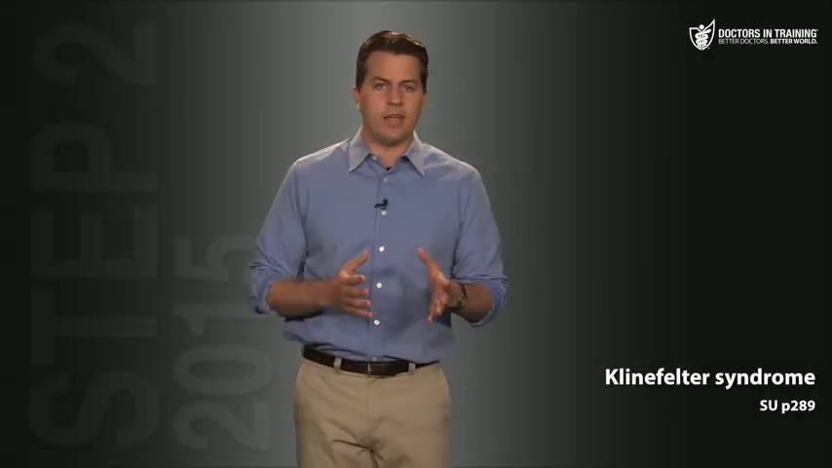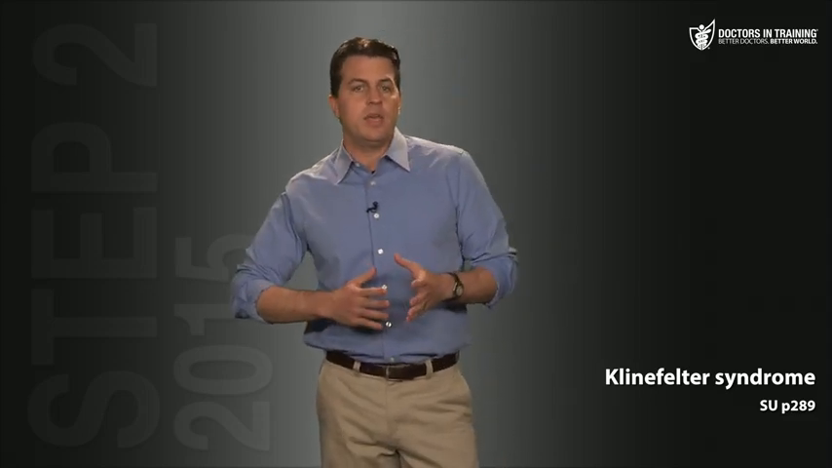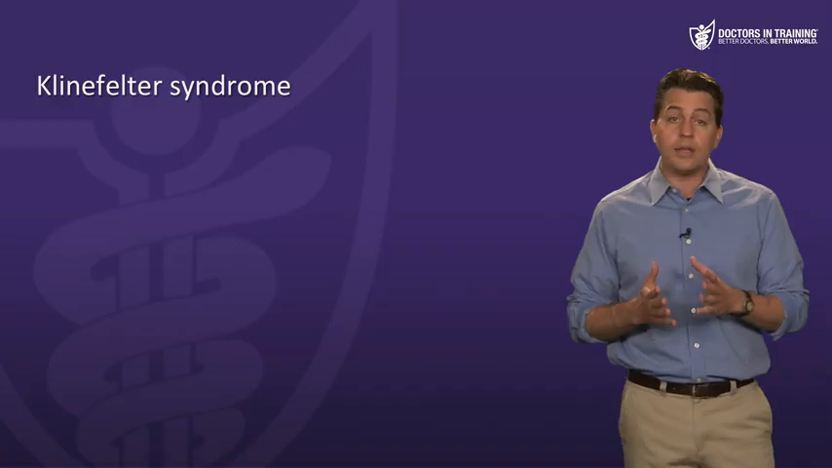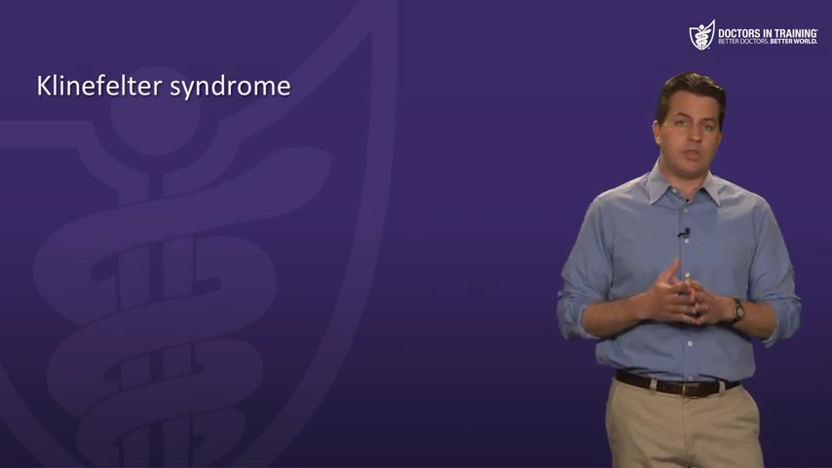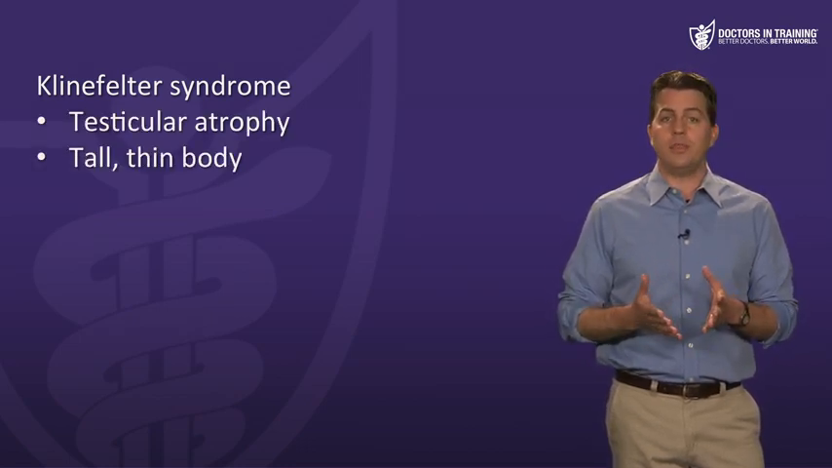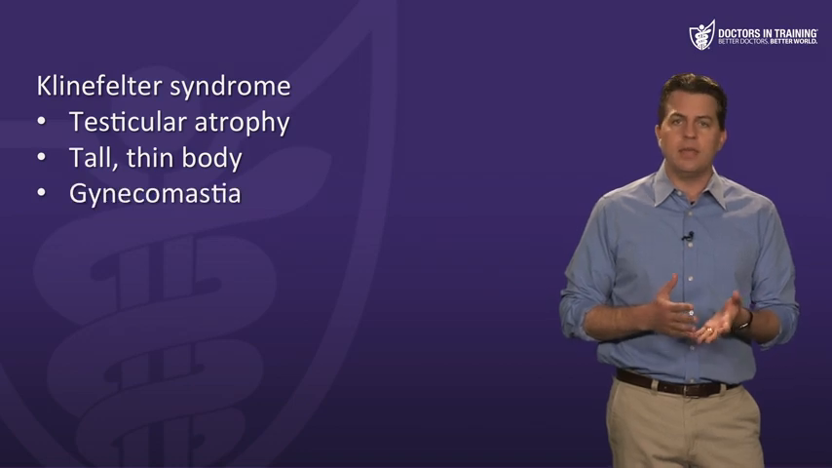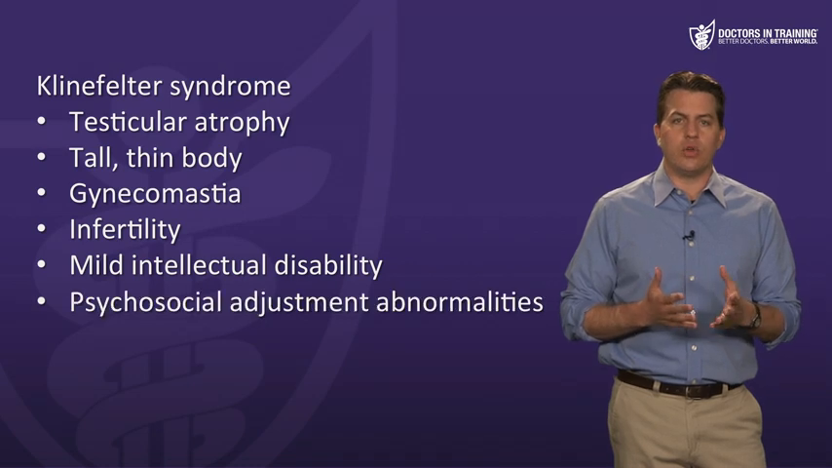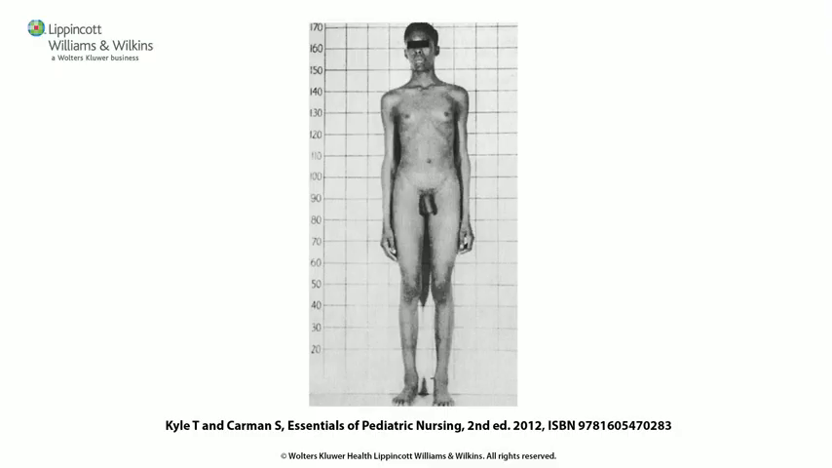Next, let's talk about Klinefelter syndrome. Klinefelter syndrome is a 47XXY karyotype. So these are males that have an extra X chromosome, and they tend to be more female in appearance. On H&P, these patients are males with testicular atrophy, tall and thin body, gynecomastia, infertility, mild intellectual disability, and psychosocial adjustment abnormalities. Here you can see a tall, thin body with gynecomastia in a patient with Klinefelter syndrome.